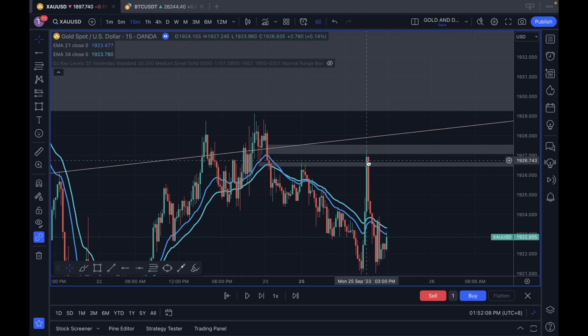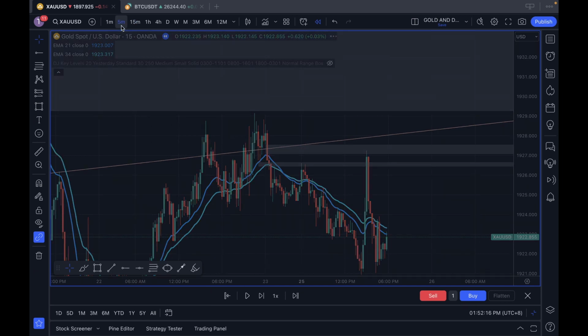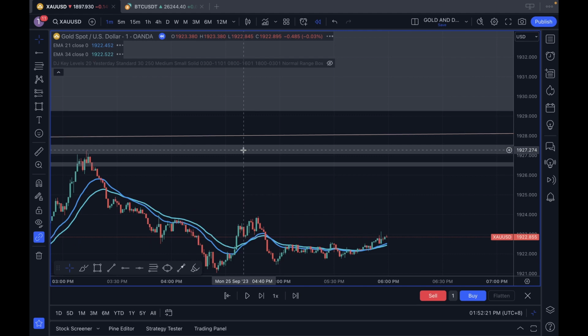As this was London open, price pushed up, so I had my alert set around 1927. I zoomed into the M1 chart because on gold I usually take my entries on the M1 chart.